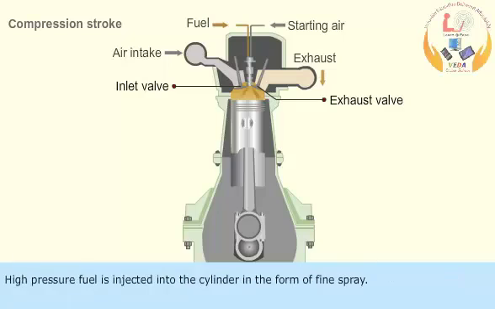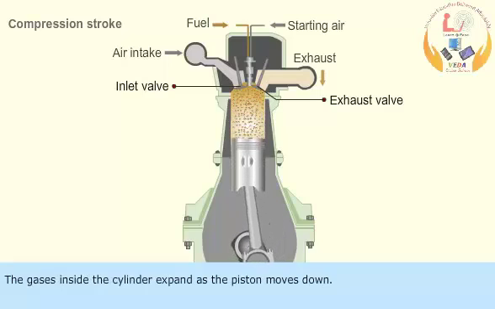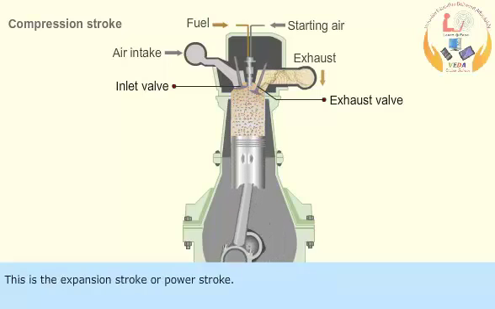High-pressure fuel is injected into the cylinder in the form of fine spray. The fuel ignites and combustion takes place. The pressure and temperature inside the cylinder rise during combustion. The gases inside the cylinder expand as the piston moves down. This is the expansion stroke or power stroke.